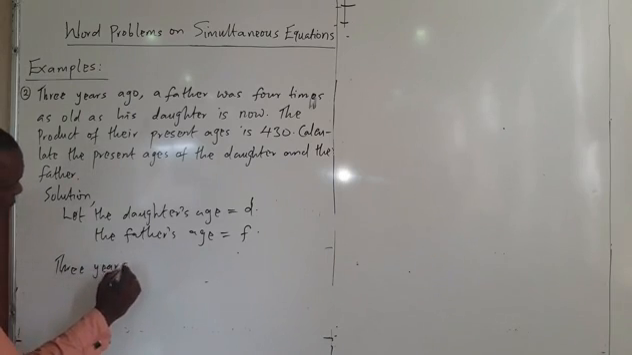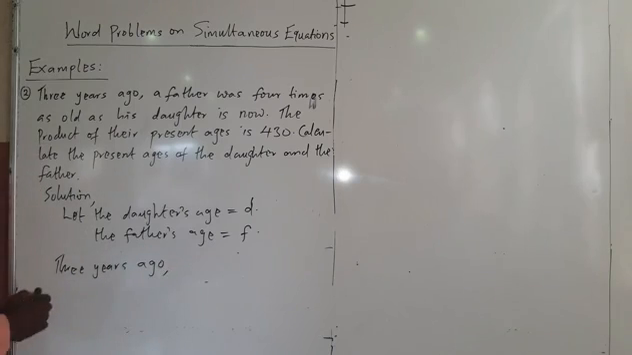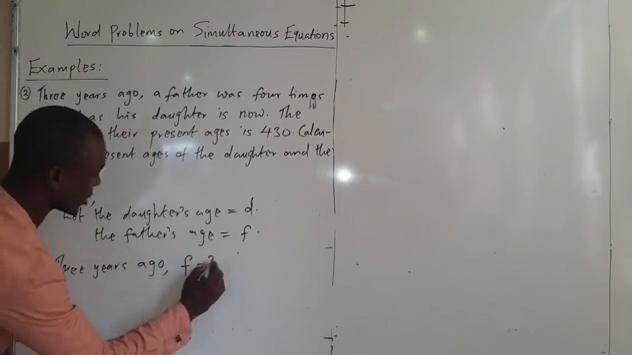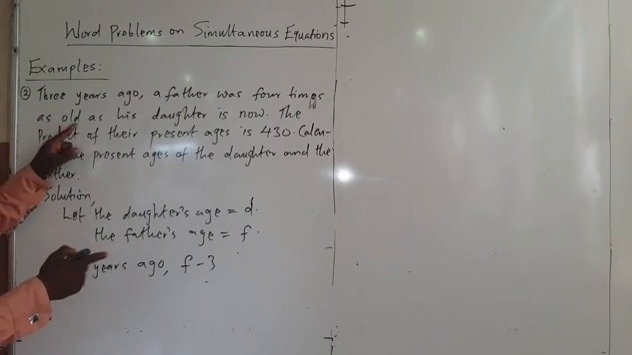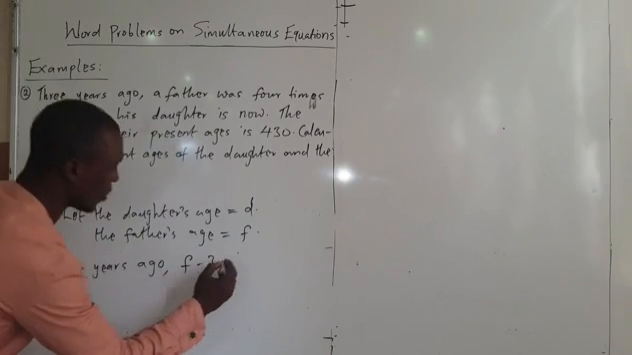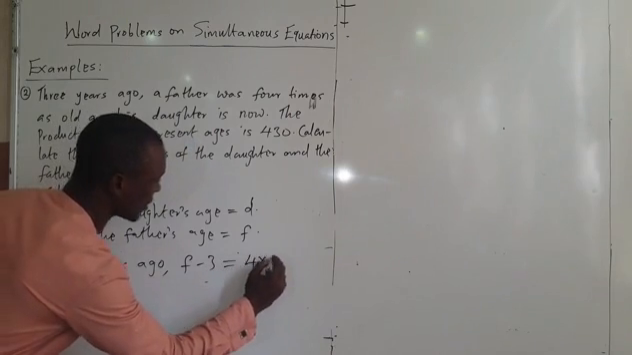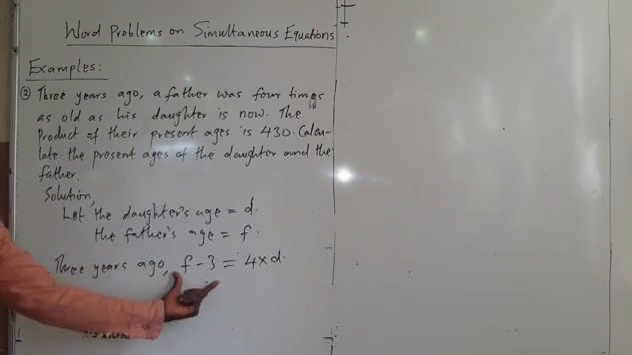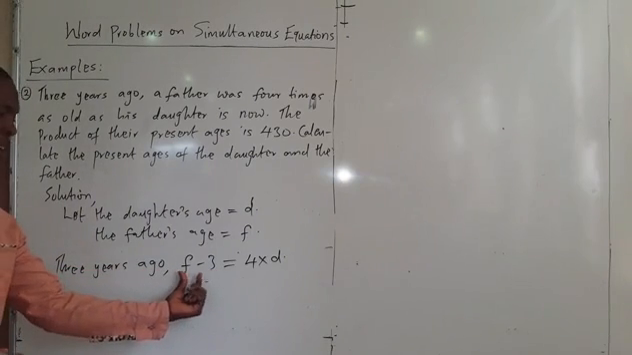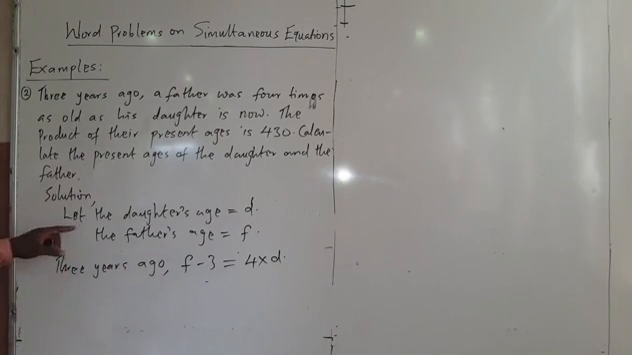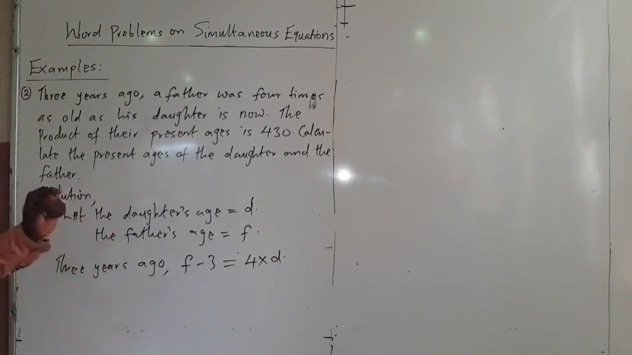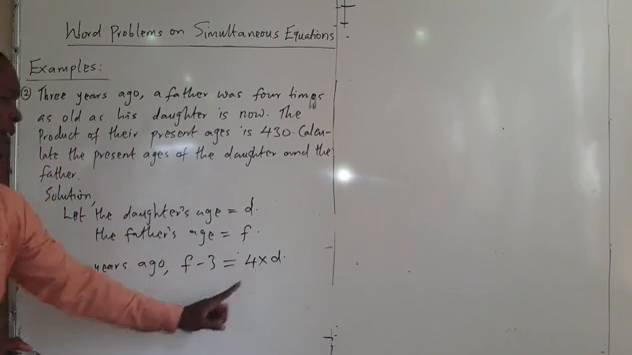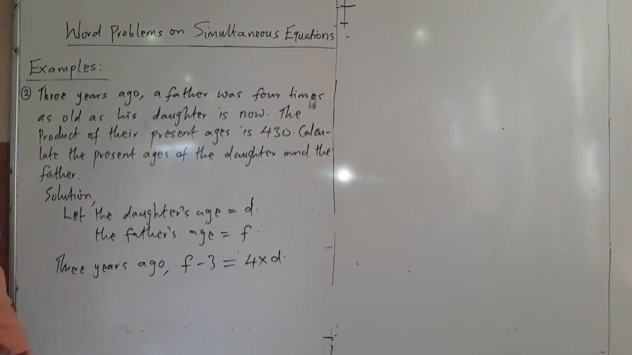3 years ago, the father was F minus 3. Then the father's age was 4 times as old as the daughter, which is equal to 4 times D. So 3 years ago, the father's age was F minus 3, because the father's age now is F, while 3 years ago, if you remove 3 from F, it's going to be F minus 3. Then it will be equal to 4 times the age of the daughter. That is F minus 3 equals 4D.